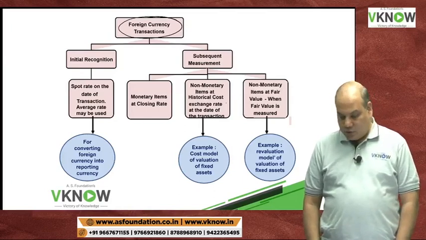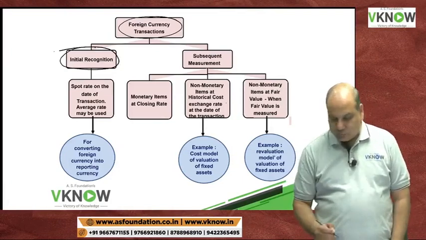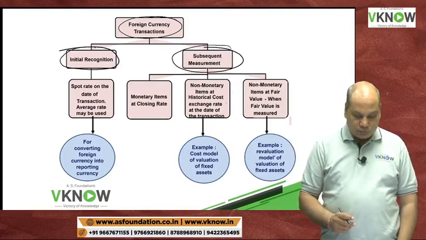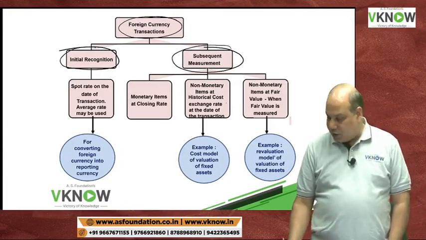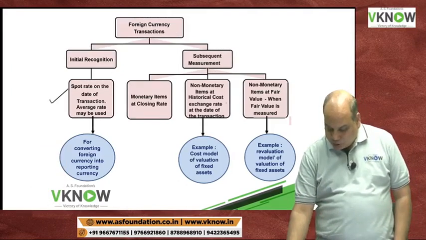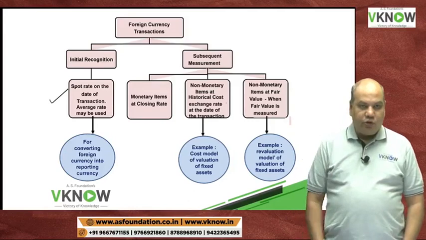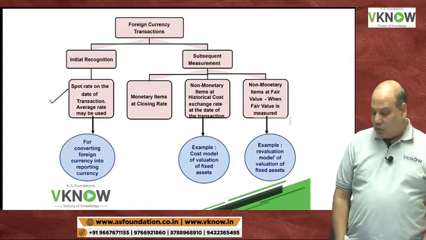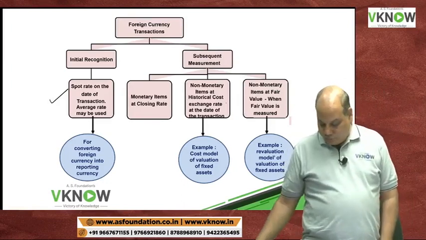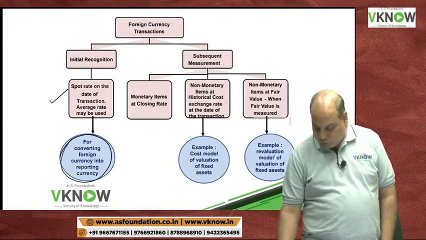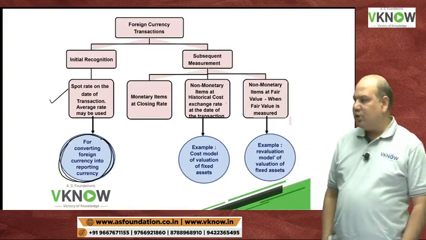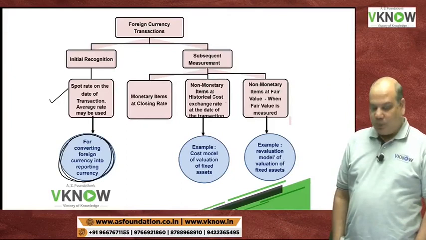So first the student will write on the left side, initial recognition. Right side, subsequent measurement. After writing initial recognition, below that you write down, initial recognition will be at spot rate on the date of transaction. Option 2: average rate may be used. And what is the purpose of this? You can write, for the purpose of converting foreign currency into reporting currency.